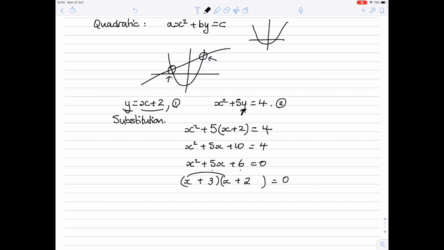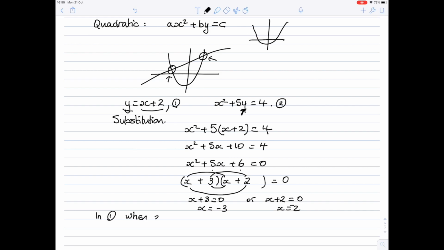Just a quick check. There's your x squared. 3 times 2 is 6. And then 3x plus 2x gives you your 5x. So either the first bracket is 0, x plus 3 equals 0, x equals minus 3. Or the second bracket is 0, x plus 2 equals 0, x equals minus 2. And then, having got the two values of x, I need to find the equivalent value of y. And the easiest way to do it is to use equation 1. So I'm going to put these values into equation 1.